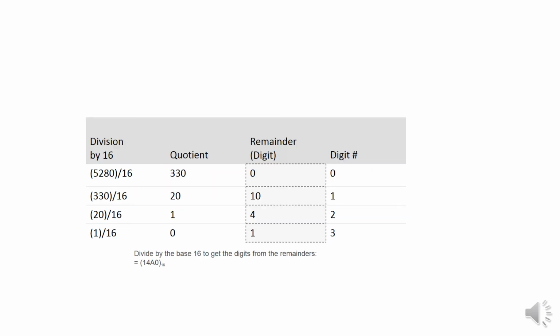Here we have to convert this number 5280 into hexadecimal, so divide it by 16, and again we divide the quotient by 16. We do it till we reach 0, and then we write it from this side. In hexadecimal we know 10 is denoted by A, 11 is denoted by B, and so on. So 1, 4, in place of 10 we write A, and 0, base 16.